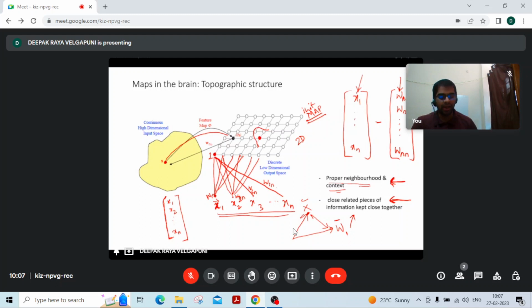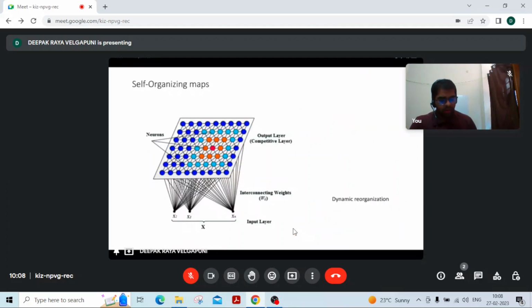Similarly your brain does that. This is an algorithm for self-organizing maps, and you have similar self-organization in the brain so that you make sense of the real world. And so this can have dynamic reorganization depending on what input you're getting.